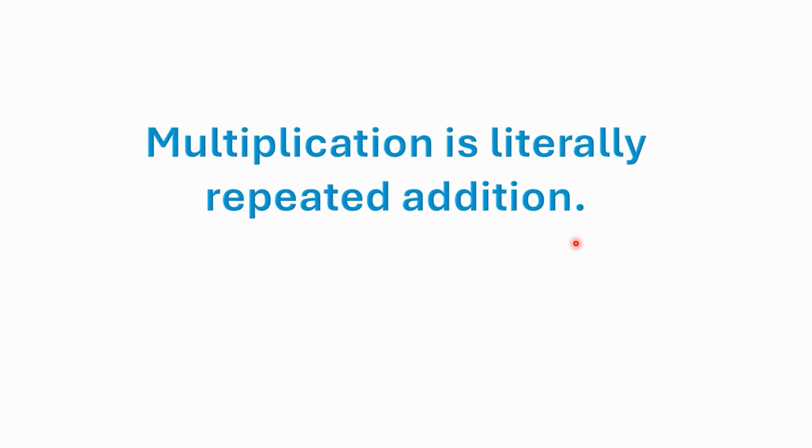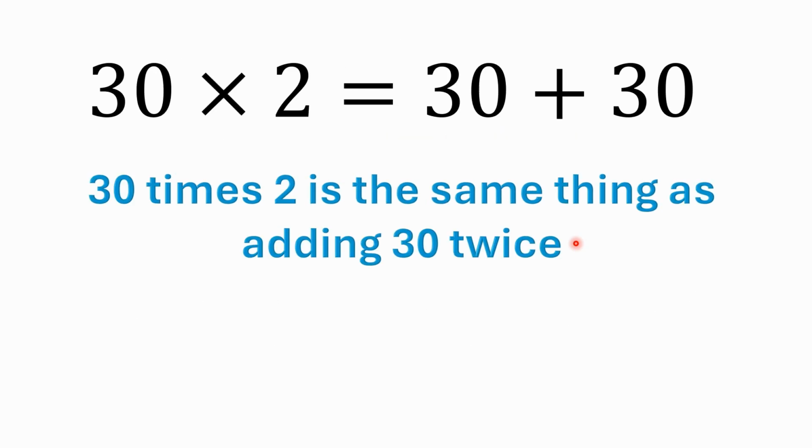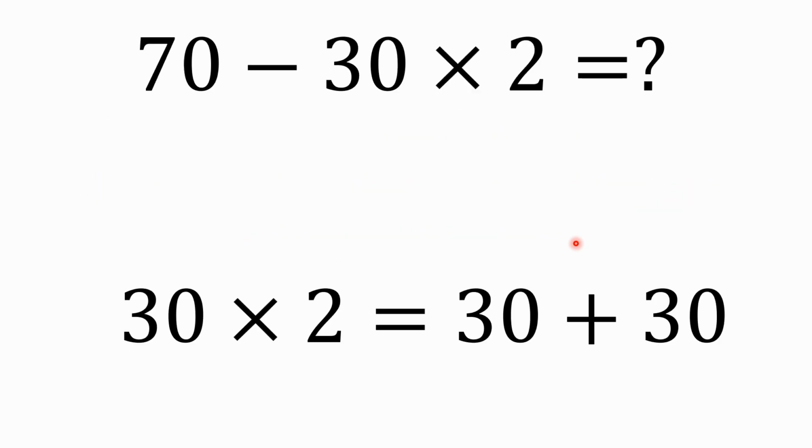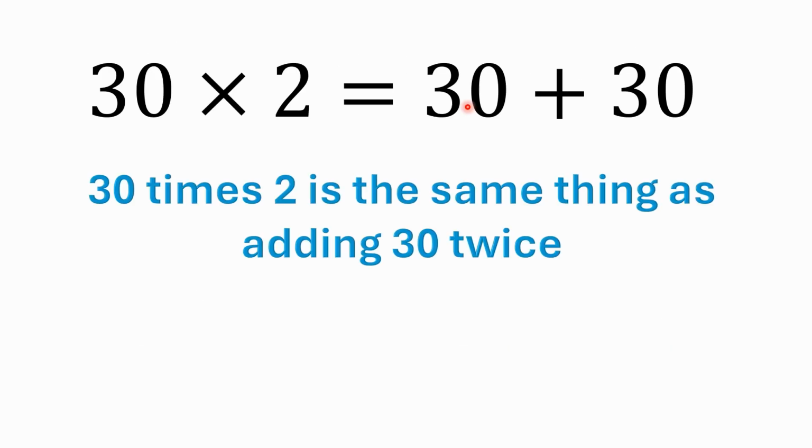All right, multiplication is literally defined as repeated addition. So you can take the 30 times 2. 30 times 2 is nothing more than adding 30 twice. 30 times 2 is equivalent to 30 plus 30. You can replace the multiplication with equivalent addition and still get the correct answer of 10. So we got that down.